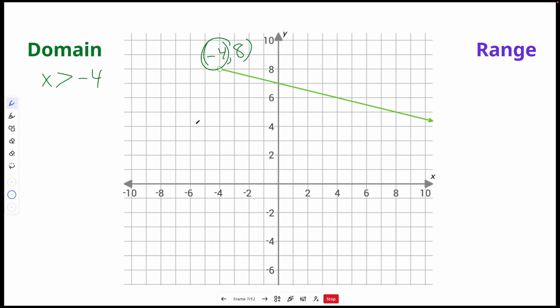And now for the y value, we start at 8, and we're going open circle in a downwards direction, right? So those numbers are getting smaller and smaller and smaller. So we say that y has to be less than 8. So pay attention to, if there's an arrow at the end, it means it keeps going.